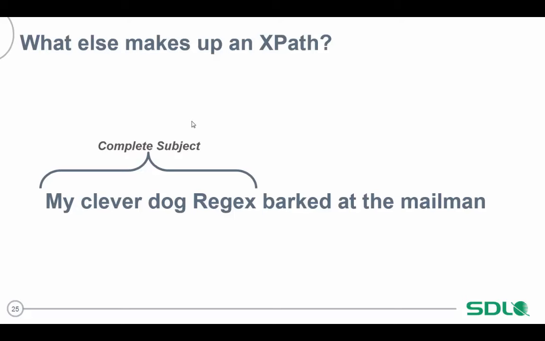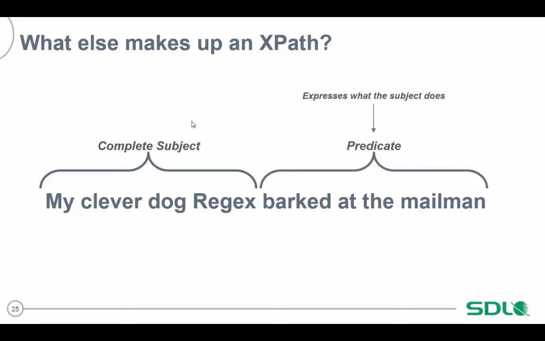That first part of the sentence, my clever dog Regex, would be the complete subject. The second part of that sentence could be described as a predicate. And the predicate, when you're talking about language like this, expresses what the subject does. So, my clever dog Regex barked at the mailman.